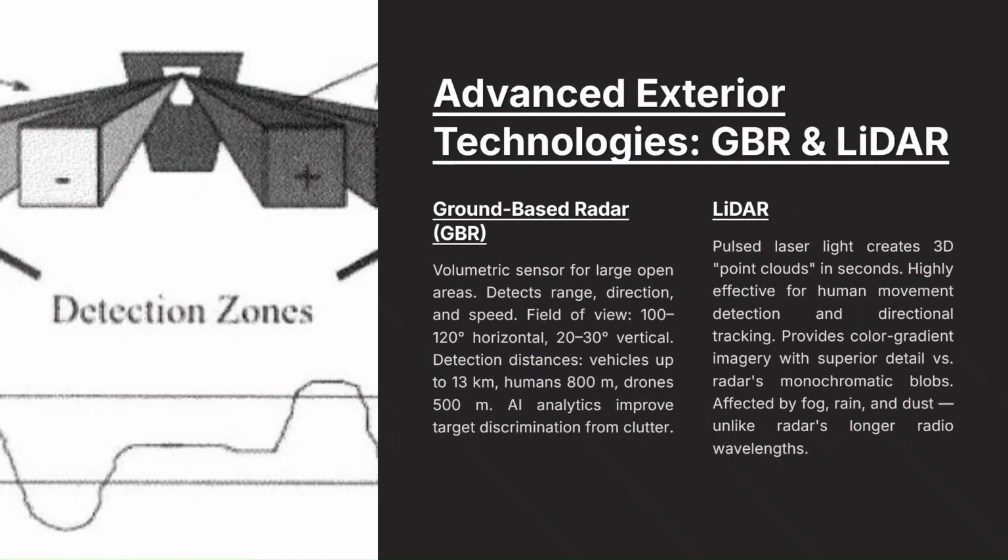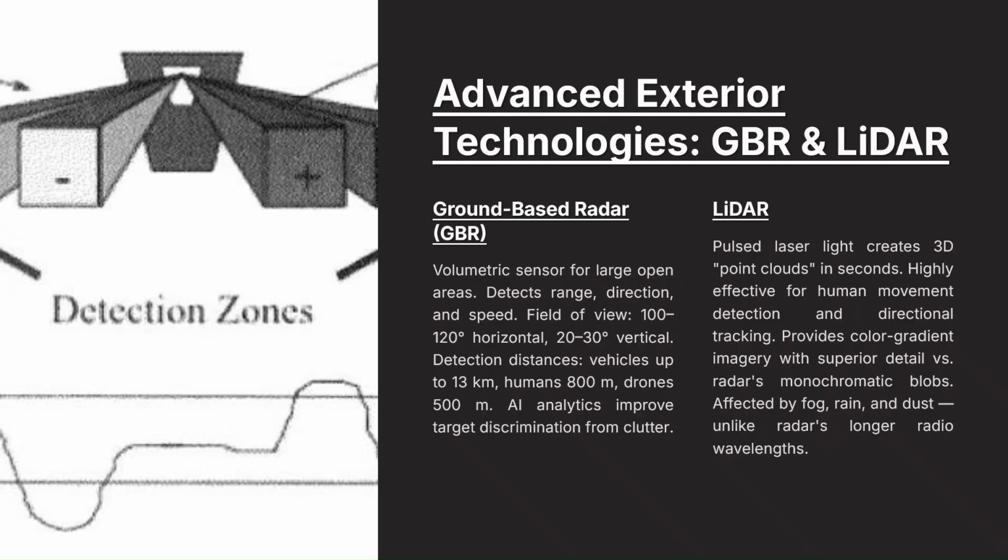Advanced exterior detection technologies enhance perimeter security with greater precision. Ground-based radar, or GBR, uses radio waves to detect movement over large areas, making it effective for long-range perimeter monitoring and tracking intrusions in open terrain. LiDAR, which uses laser pulses, provides highly accurate detection and 3D mapping, even distinguishing between objects.